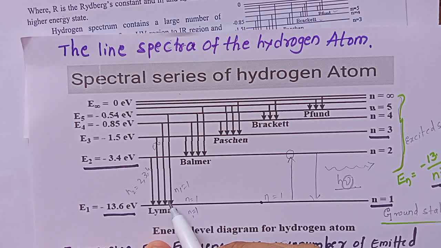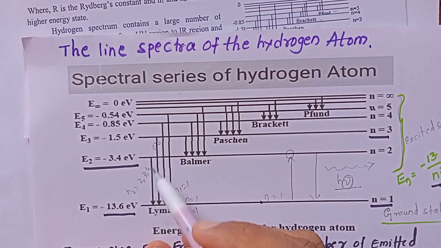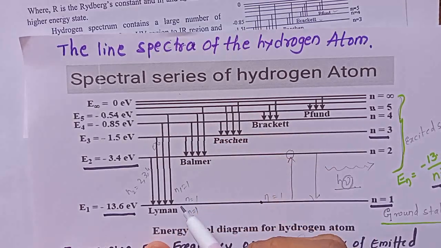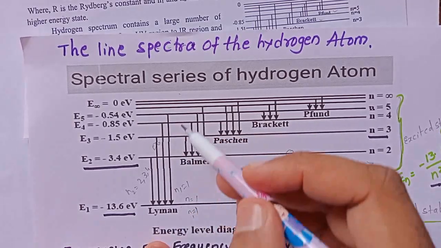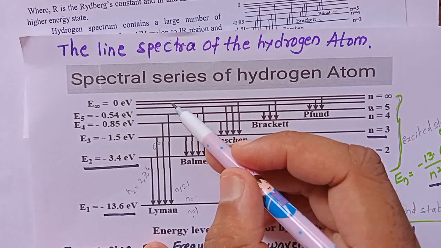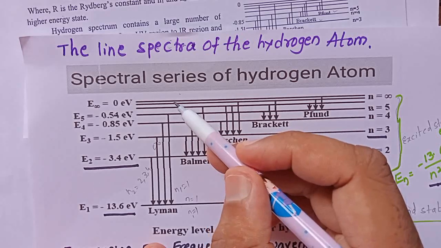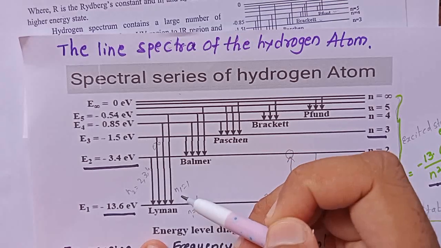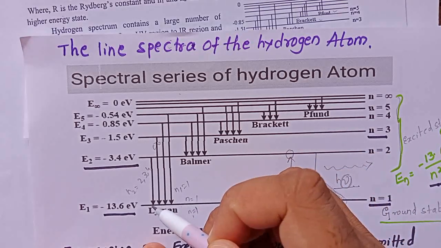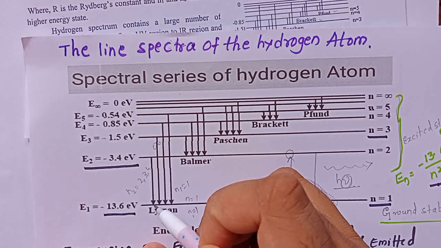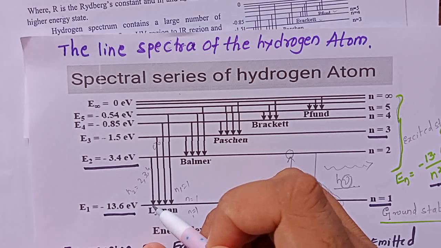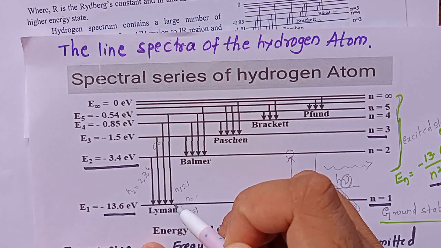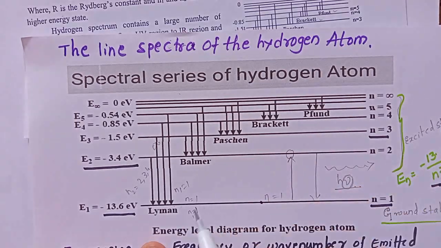In this way the transition takes place. For the Lyman series, there may be a transition from 2 to 1, 3 to 1, 4 to 1, 5 to 1 and infinity to 1. The infinity is called the series limit. If the transition takes place from infinity to 1, that is called the series limit. The first transition is called the first member of the Lyman series, and the last line is called the series limit or last member of the series.